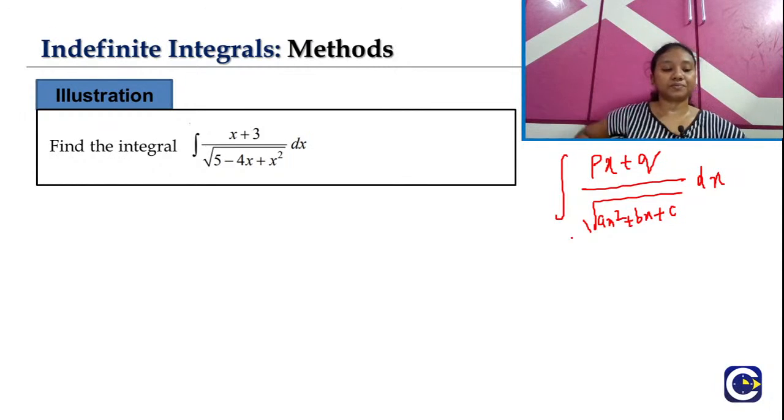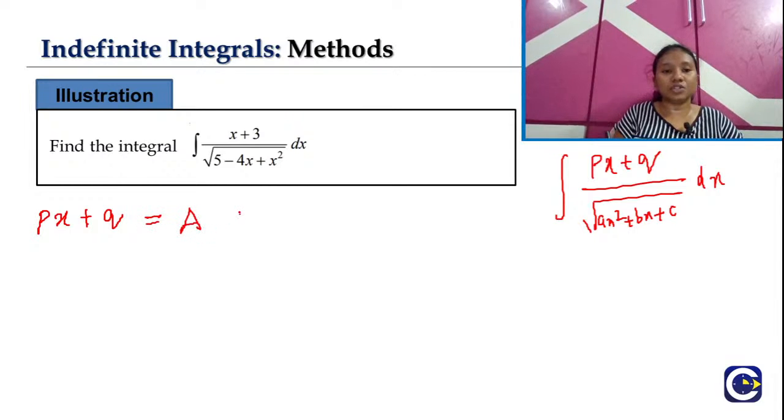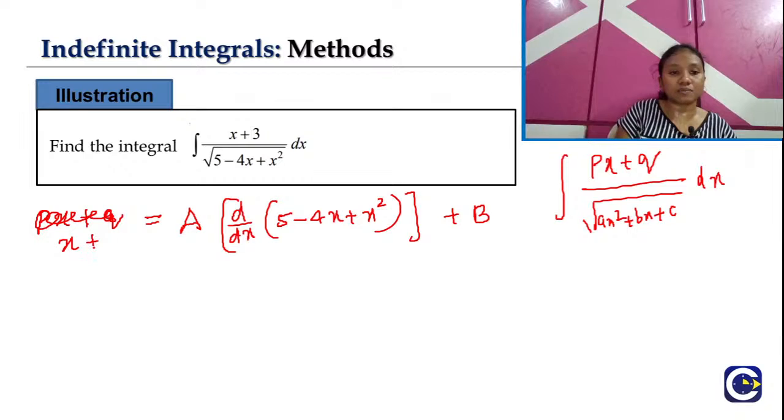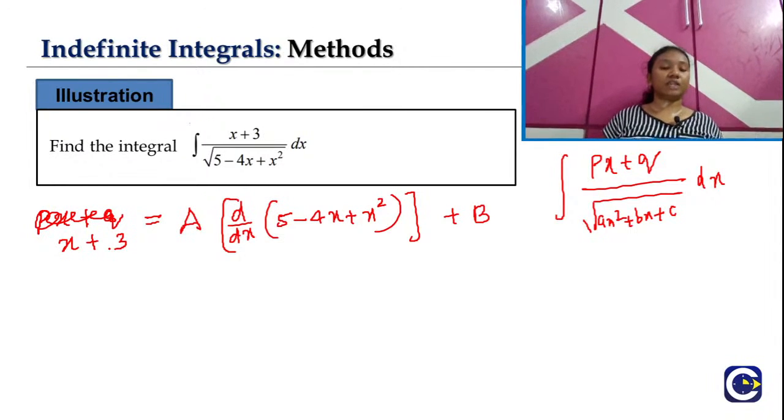So what will be our first step here? See, here we are having px plus q. The first step, according to our type 2 irrational functions, is that in place of px plus q we write a into the differentiation of the denominator expression, that is 5 minus 4x plus x square, plus constant b. Here our aim is to find a and b. In place of px plus q, we are having x plus 3 here. We have already seen how to find these constant values a and b, so you can quickly find it out and let me know.